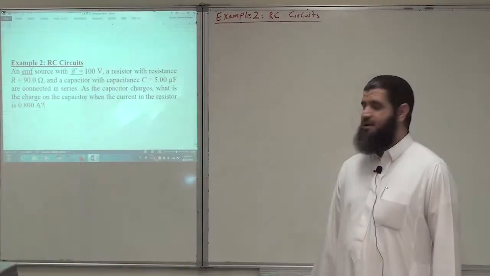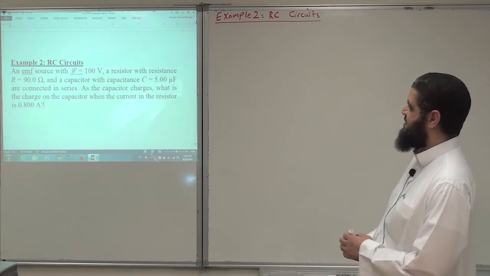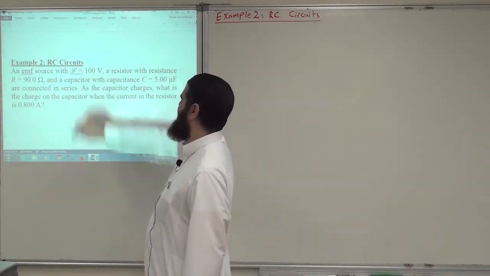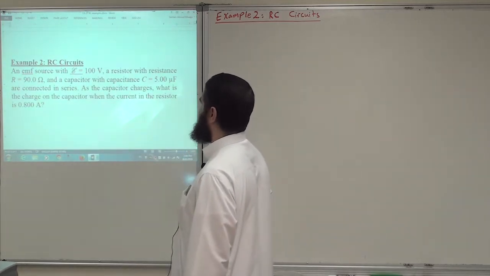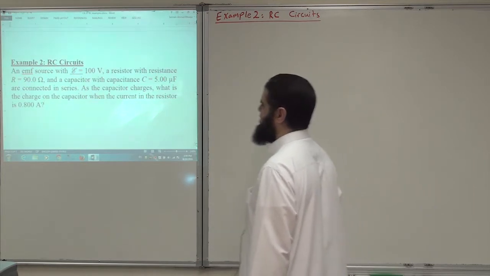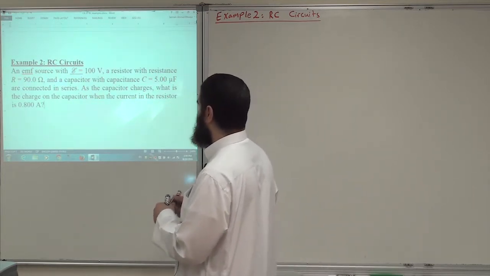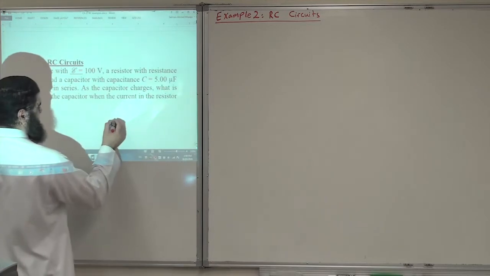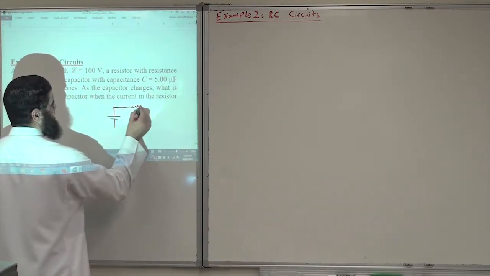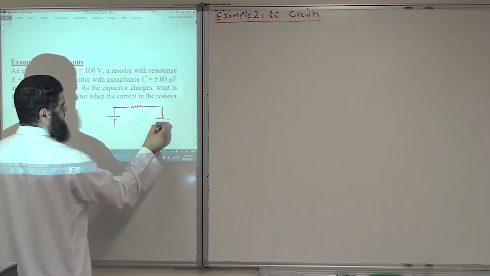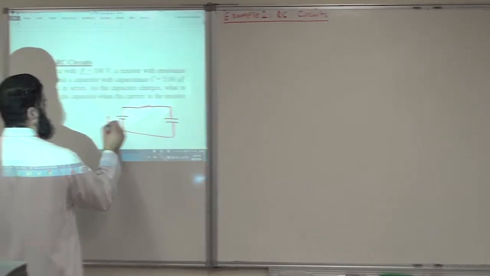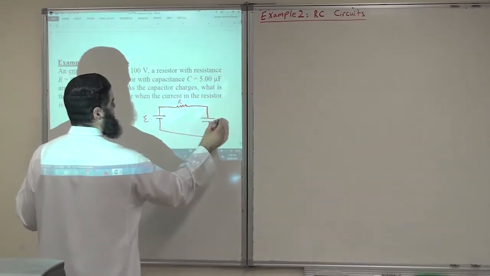Thank you. This is the second example on RC circuit. An EMF source with E of 100 volts, a resistor with resistance 90 ohms, and a capacitor with capacitance 5 microfarad are connected in series. So the situation is like this. We have a battery, resistance, and a capacitor. So this is E, that is R, and this is C.